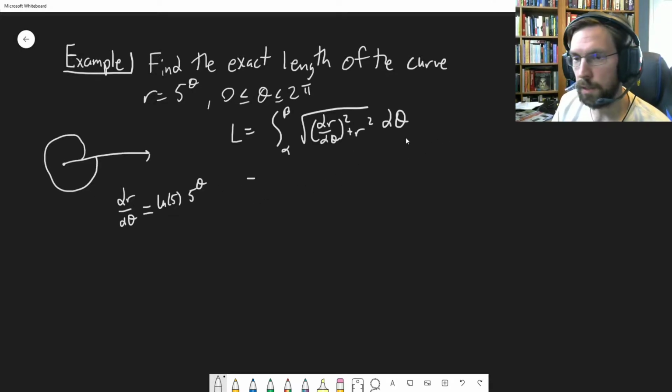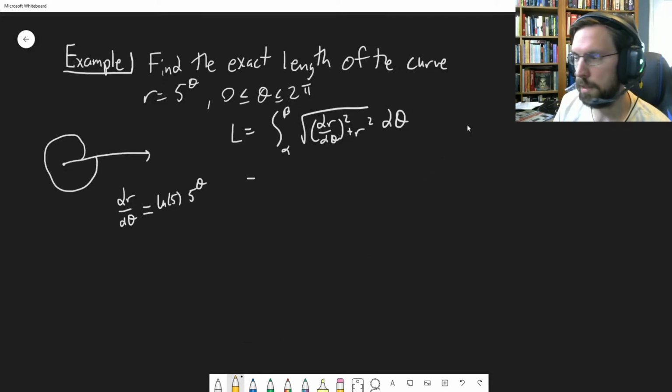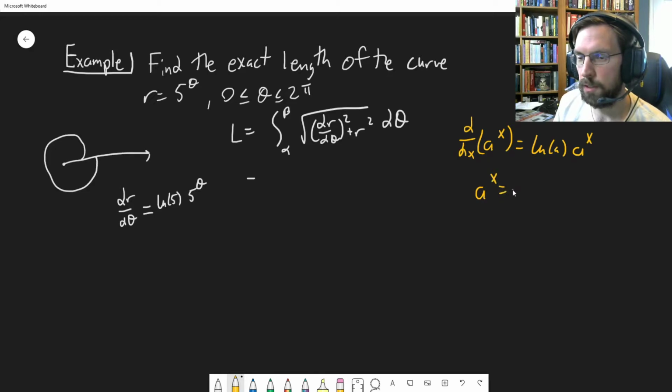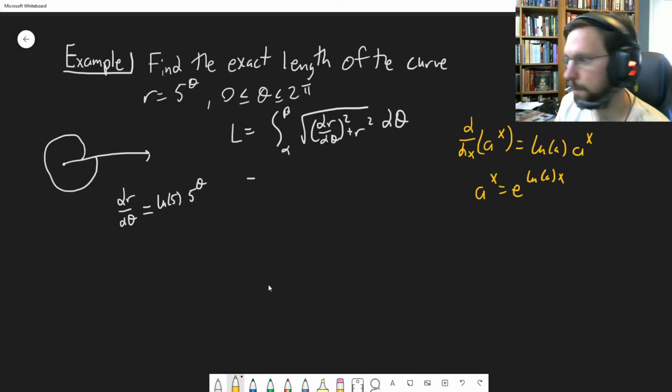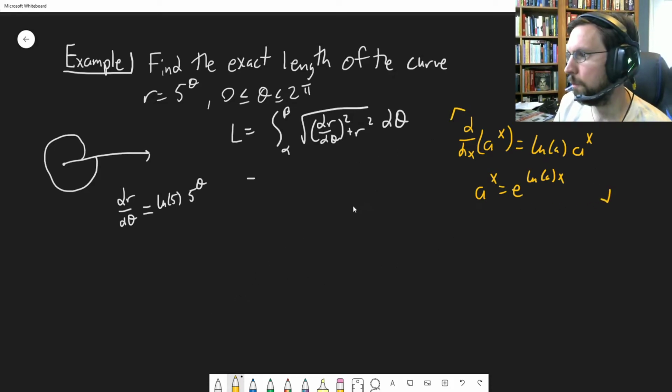Okay, and the reason for this, one of the lesser known basic derivative rules, d by dx of a constant a to the x is going to be equal to natural log a times a to the x. And the way you get this is you rewrite a to the x as e to the natural log a times x, and then you end up there. Okay, there's a little jaunt through Calc 1 again.